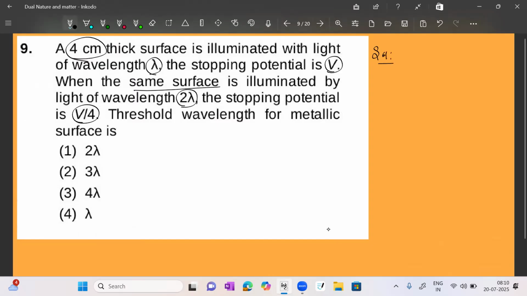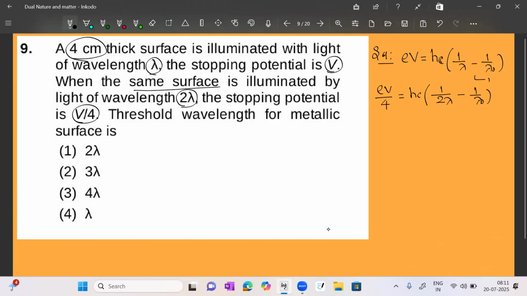So the first equation is eV equals hc into (1 by lambda minus 1 by lambda naught), where lambda naught is the threshold wavelength. Second equation, stopping potential becomes V by 4, that equals hc into (1 by 2 lambda minus 1 by lambda naught). That's the first equation, and this is the second equation.